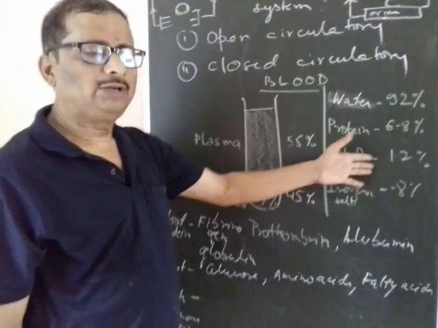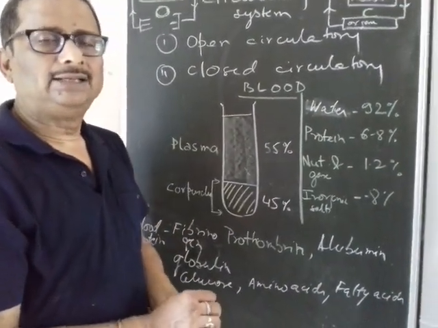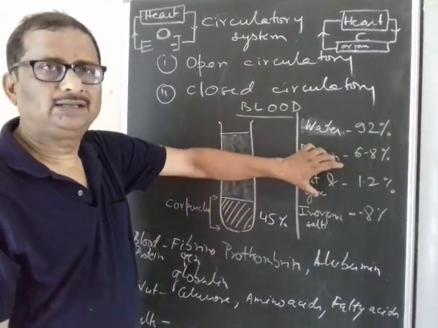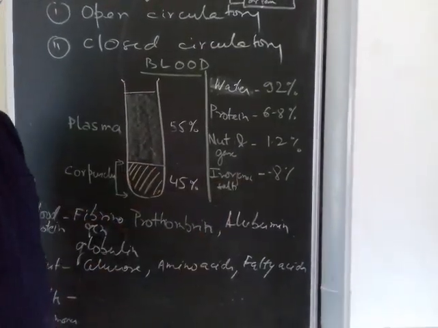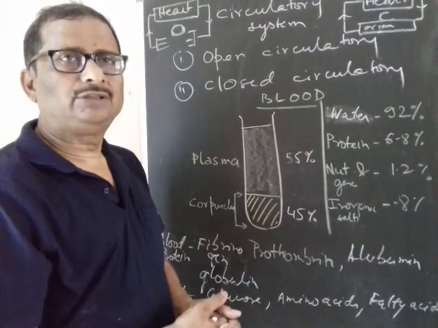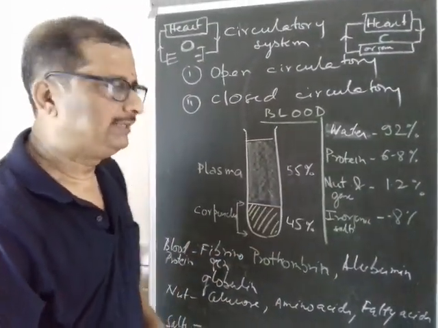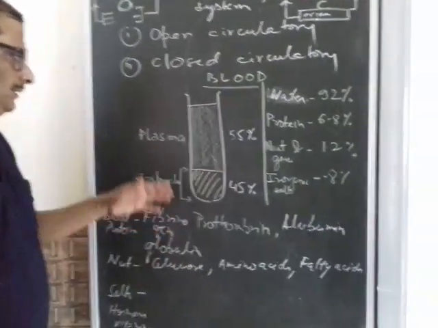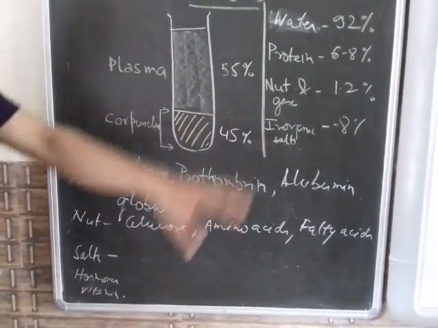Plasma also contains 1.2% nutrients and gases like carbon dioxide and oxygen. These gases are dissolved in the plasma. It also contains 0.8% inorganic salts, like bicarbonate salts, potassium and chloride salts, and various other dissolved salts. Now the corpuscles, which are 45%, we will discuss later.